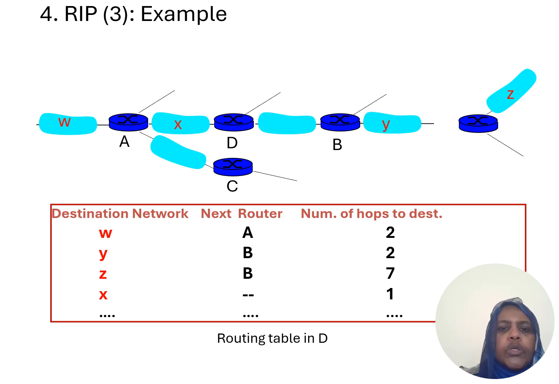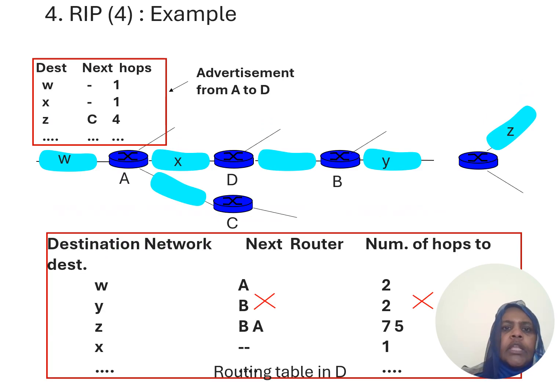The RIP routing table looks as in the example. Here is the RIP routing table for router D. W is reached through A in 2 hops, Y is reached through B in 2 hops, Z is reached through B in 7 hops, and so forth. It has the same problem that distance vector algorithms had, which is count to infinity. Here it's limited by the maximum number of hops, that is 15. So it won't count to infinity. Anything more than 15 will be considered infinity.